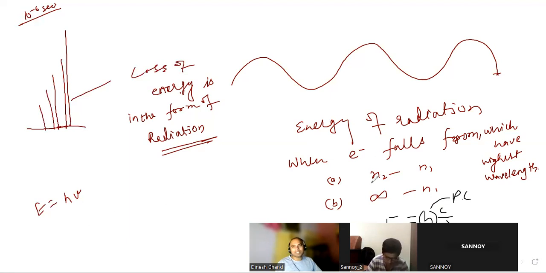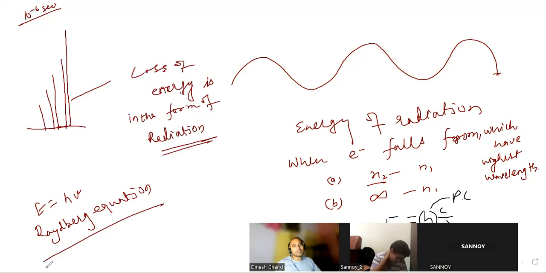There will be some logic. What is the law? Have you studied the Rydberg equation? No? You have not studied the Rydberg equation? These we can calculate with the help of the Rydberg equation. E is equal to h mu is the simple one.